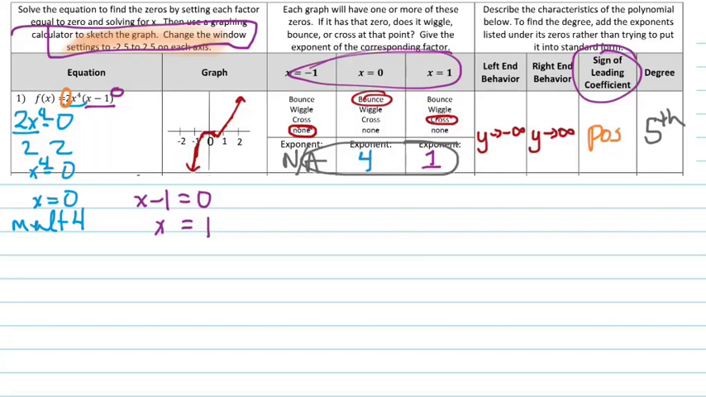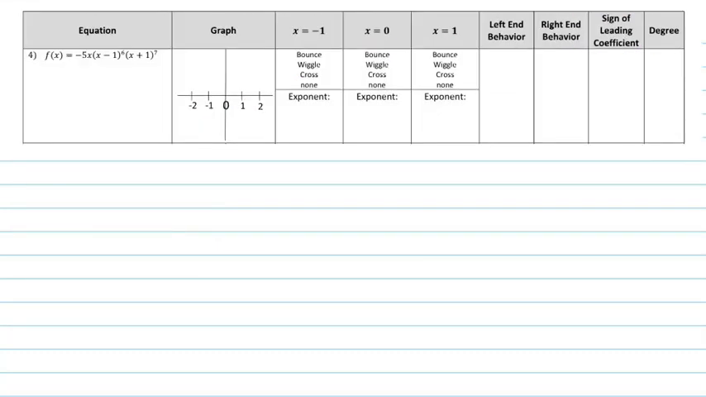So let's go ahead and go over to problem number 4. And it shows this one because it has all 3 features. And we're going to talk about the other things that are a little bit different. So let's go ahead and type this in your graphing calculator.